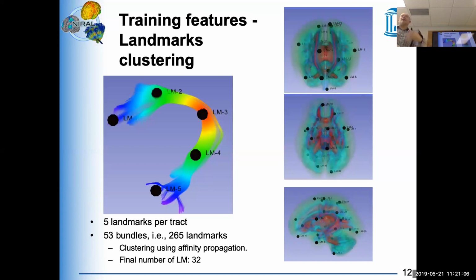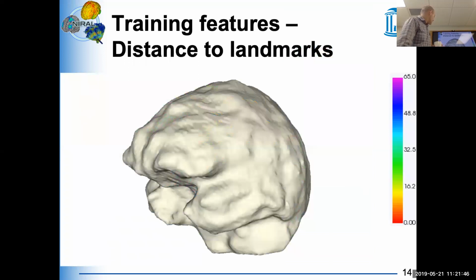And what we've done is actually a classifier that classifies, in this case, 53 tracts. That results obviously into 53 times 5, which would be 265 landmarks. Since that would be too much, we did a clustering to reduce that to only 32 landmarks, removing landmarks that basically have the same meaning in the image. And those are the 32 landmarks that we end up with at the end. So we're taking the distances to those 32 landmarks and the curvature, and that's going to be used for the classification.